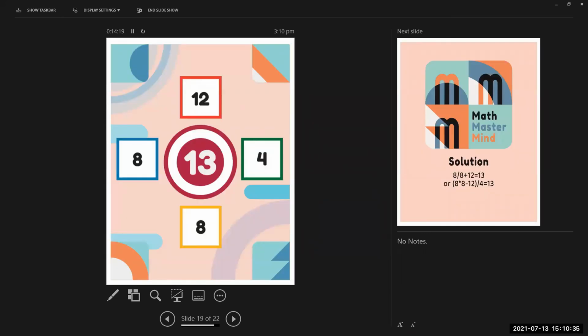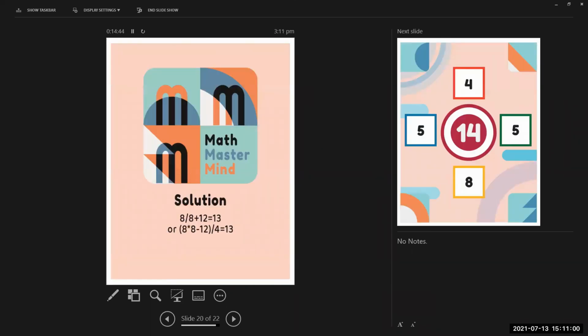So let's give it one last try. How to get 13? 13 again is a very challenging number because it is a prime number. Prime number means that 13 can only be achieved by multiplying 1 by 13. Straight away I see 12, so all I need is a 1. Very simple: 8 divided by 8 gives me 1. So 8 divided by 8 plus 12 will give me 13.